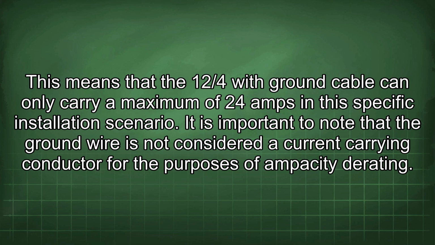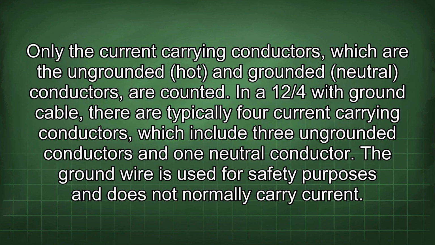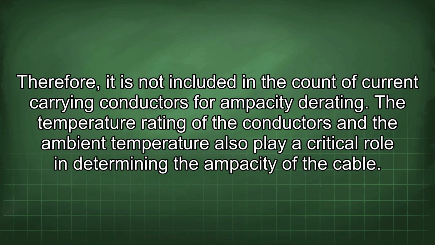scenario. It is important to note that the ground wire is not considered a current carrying conductor for the purposes of ampacity rating. Only the current carrying conductors, which are the ungrounded hot and grounded neutral conductors, are counted. In a 12/4 with ground cable, there are typically 4 current carrying conductors, which include 3 ungrounded conductors and 1 neutral conductor. The ground wire is used for safety purposes and does not normally carry current. Therefore, it is not included in the count of current carrying conductors for ampacity rating.